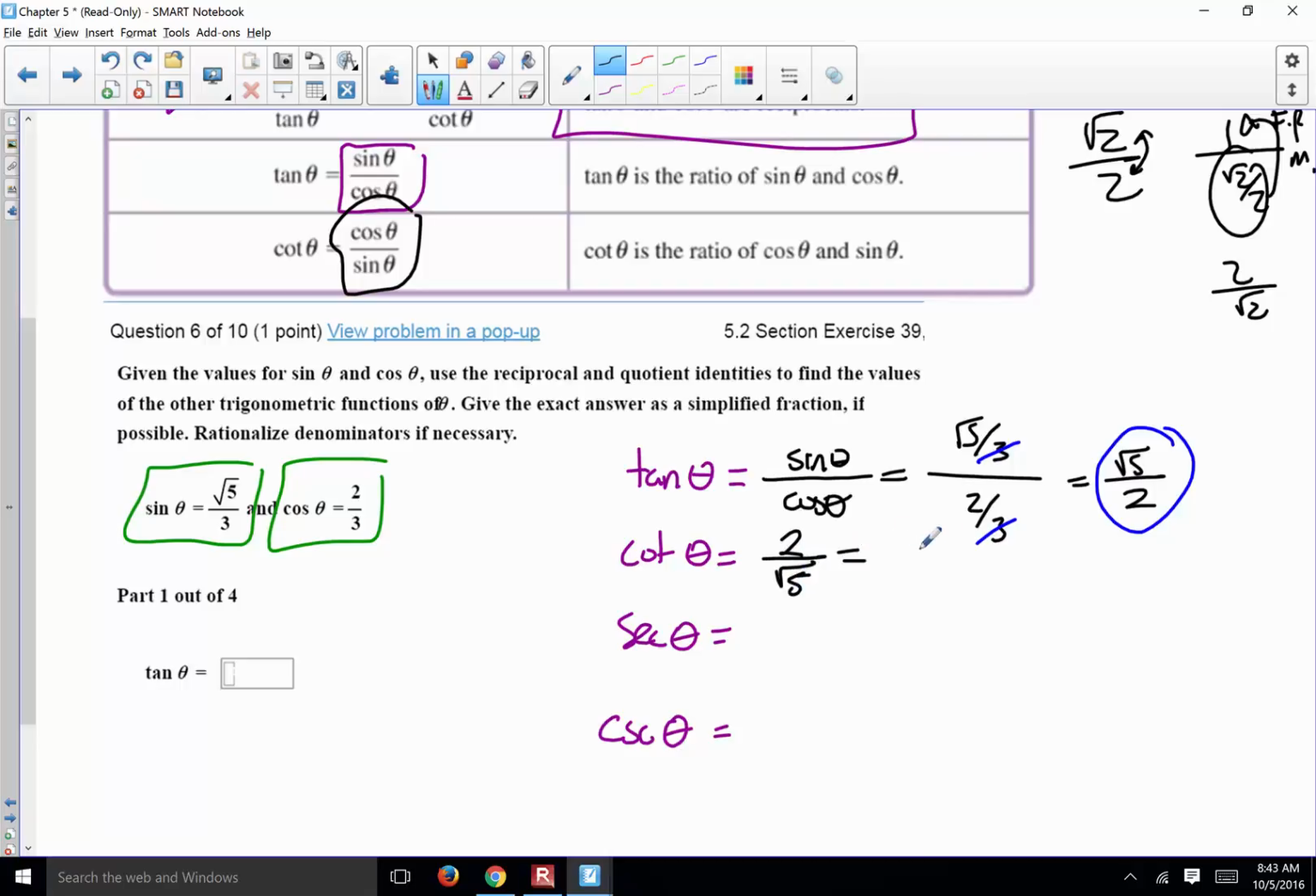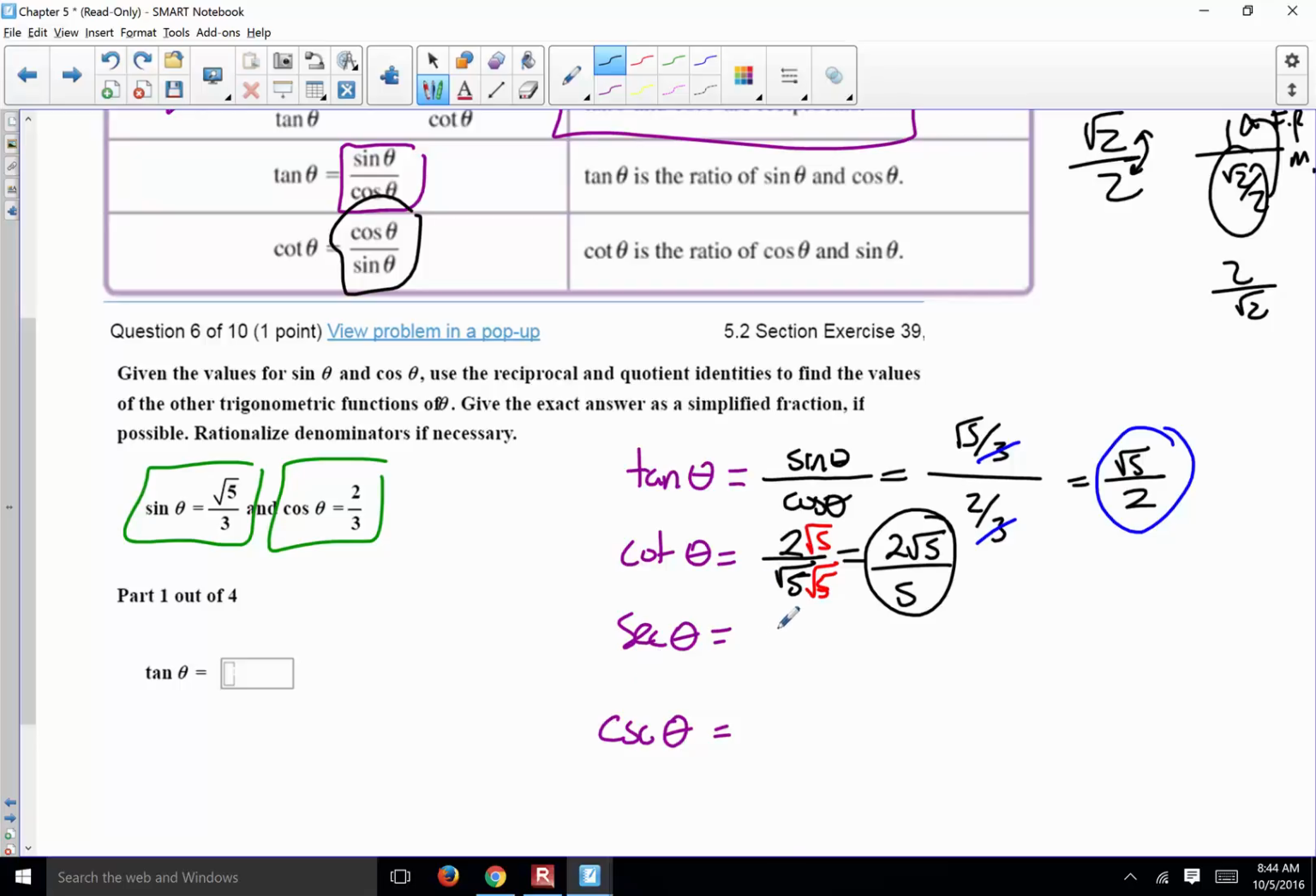Well, we can't leave our answer like this. We need to rationalize it by multiplying both top and bottom by root 5. Root 5 times root 5 makes 5. 2 root 5 is the top. This is it.